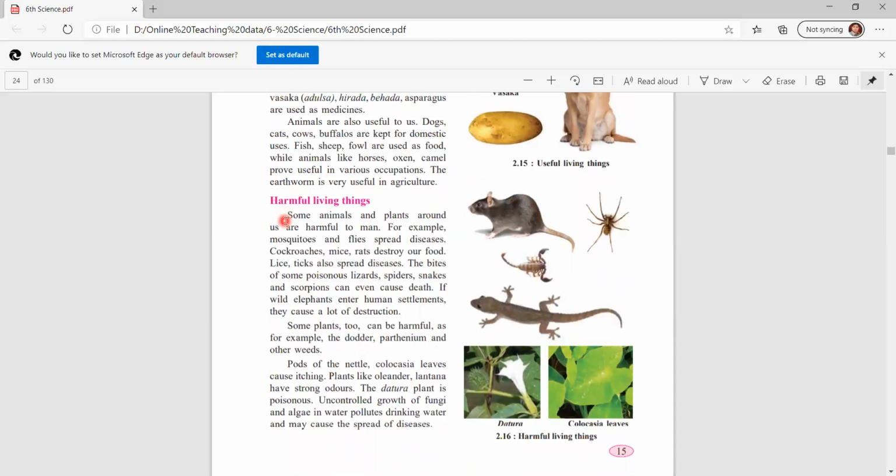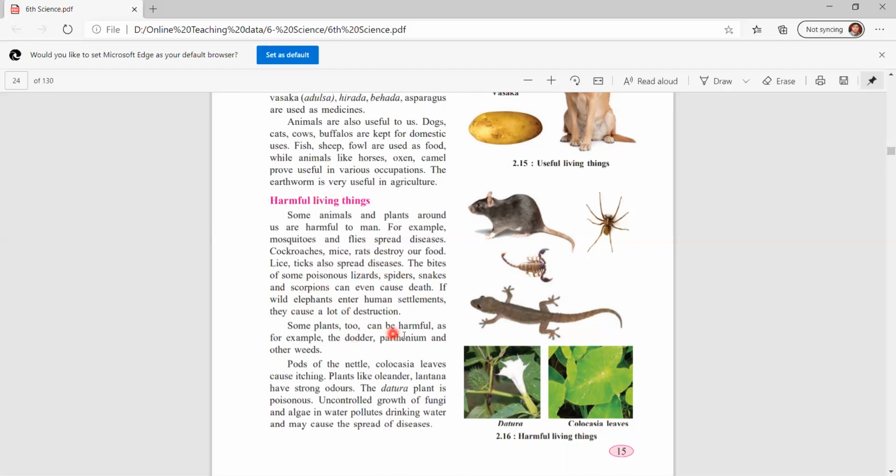Now, harmful living things. Some animals and plants around us are harmful to man. For example, mosquitoes and flies spread diseases. Cockroaches, mice, rats destroy our food. Lice, ticks also spread diseases. The bites of some poisonous lizards, spiders, snakes, and scorpions can even cause death. If wild elephants enter human settlements, they cause a lot of destruction.